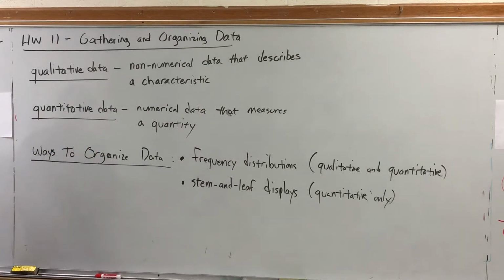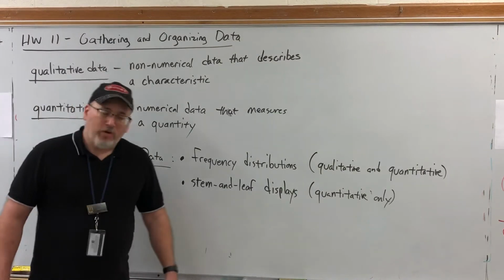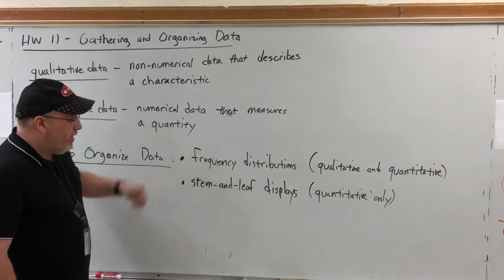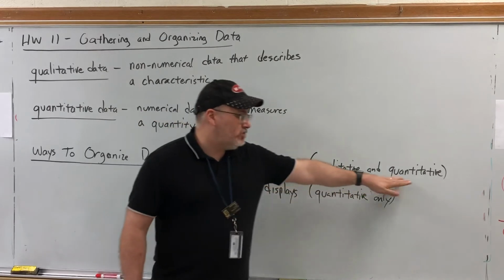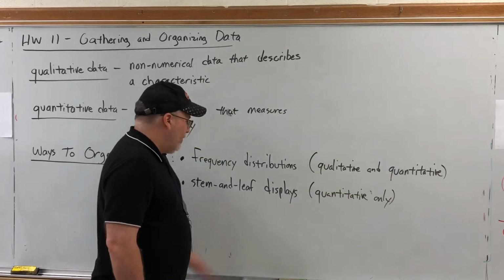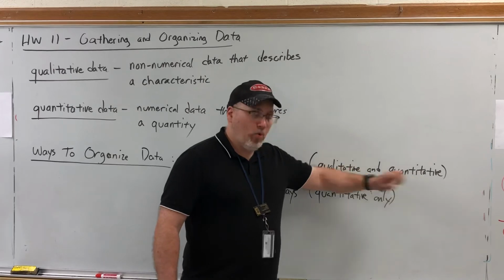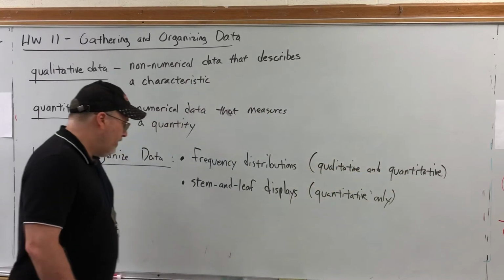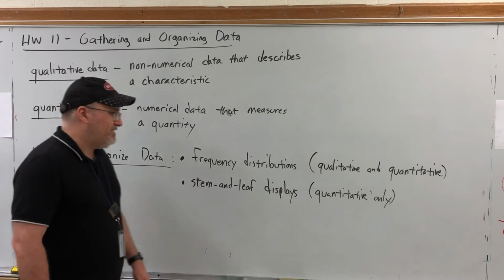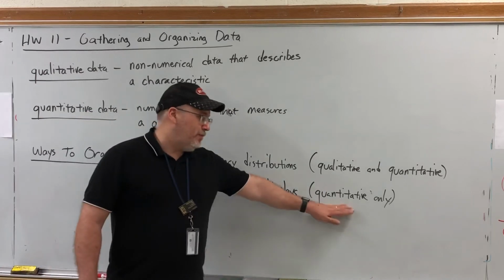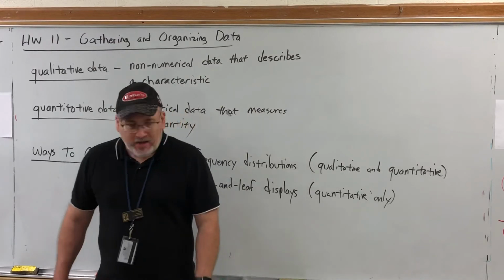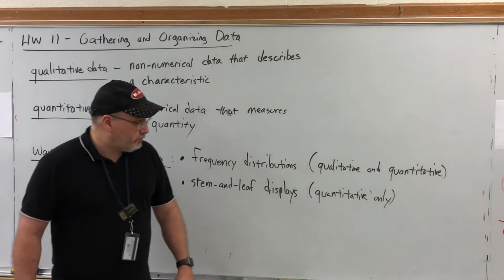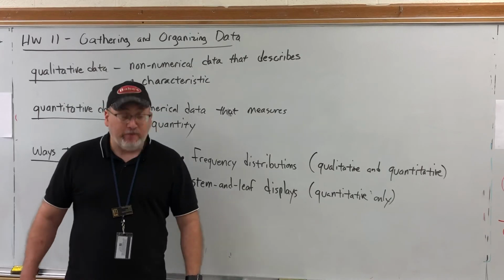The rest of these videos in the series are going to be about ways to organize data. And although there are more than 2 ways to do them, we're only going to focus on 2 ways. One is called a frequency distribution, which can be applied to both qualitative and quantitative data. Although when applied to quantitative data, there's a little bit more work to do, as you will see soon. And we're also going to look at what's called a stem and leaf display, which can only be applied to numbers, only be applied to quantitative data. So let's take a look in the next video about how to construct a frequency distribution for qualitative data.